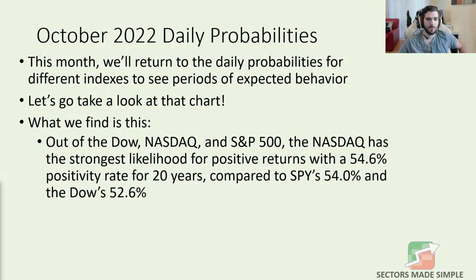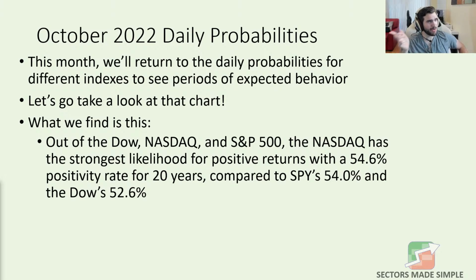If we do that, we find that the NASDAQ has positive returns with an average of 54.6%. Compare that to SPY, which is slightly below at 54%, the Dow at 52.6%, and the Russell 2000, those small cap companies, coming in at the bottom with 51.4%. But that is higher than September. September had an average of 44.4% across the entire market.